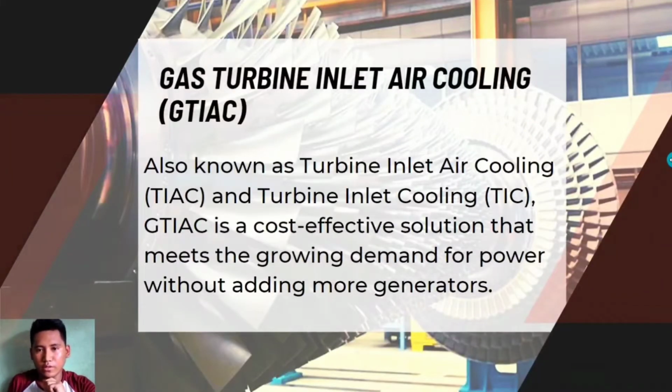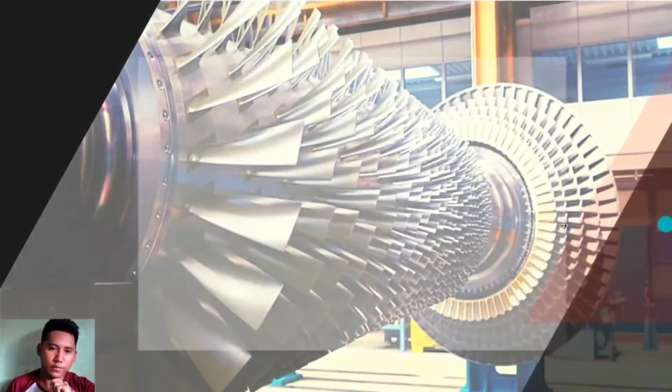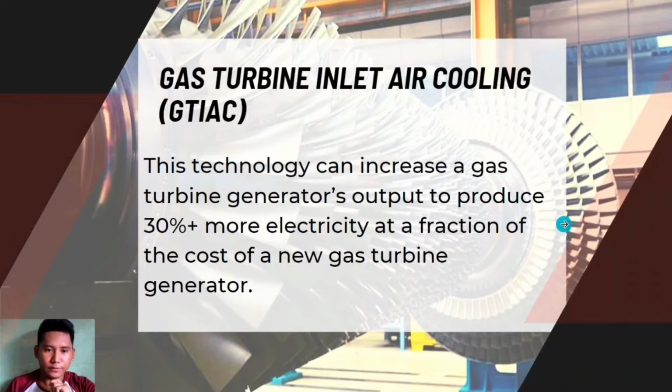Gas turbine inlet air cooling, or GTIAC, is an example of an advanced technology that is now used in gas turbines. Also known as turbine inlet air cooling or TIAC, and turbine inlet cooling or TIC. GTIAC is a cost-effective solution that meets the growing demand for power without adding more generators. This technology can increase a gas turbine generator's output to produce 30% plus more electricity at a fraction of the cost of a new gas turbine generator.